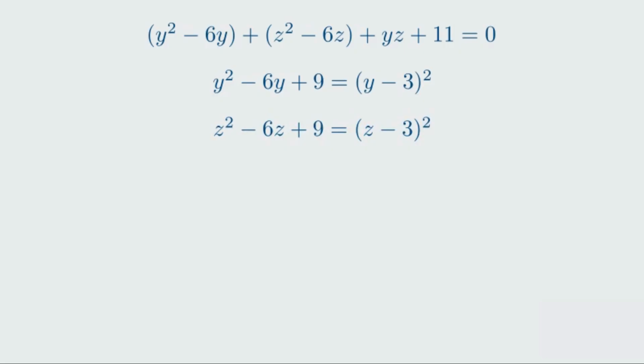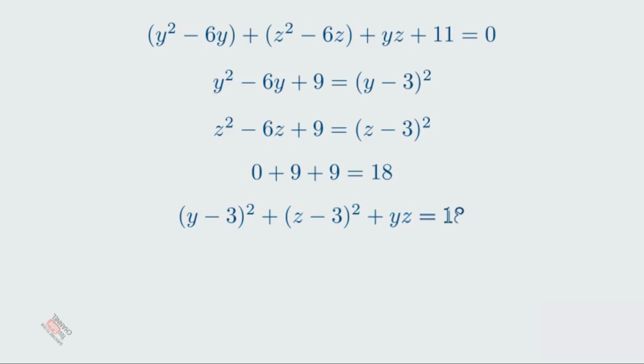Since we added 9 twice on the left side of our main equation, we must also add it twice to the right side, which is currently 0. So, we add 9 plus 9 to the right side, giving us 18. Let's rewrite our full equation with the completed squares. The equation becomes y minus 3 squared plus z minus 3 squared plus yz equals 18. This is a very powerful transformation that will lead us to the solution.